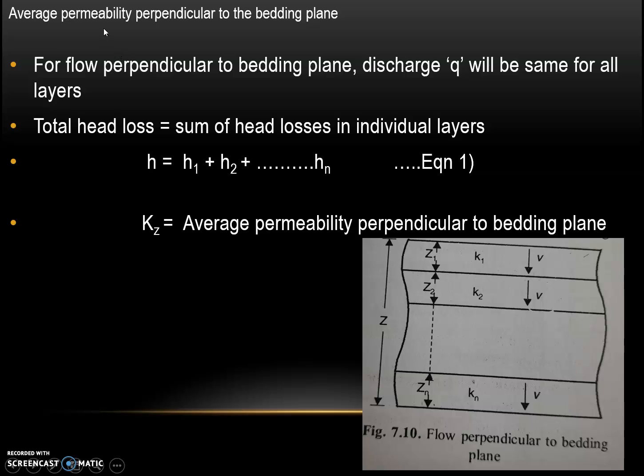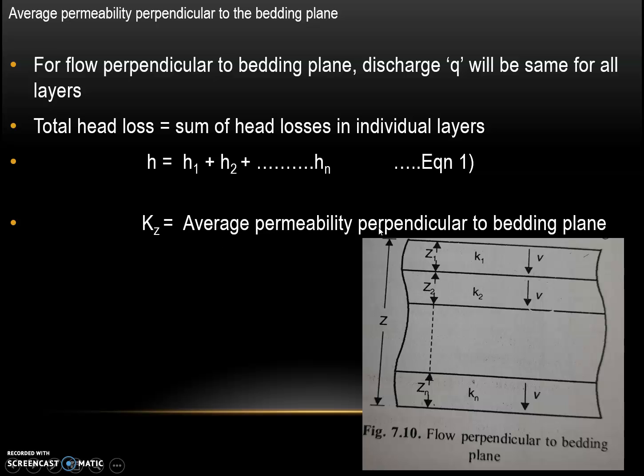Now we will find out the average permeability perpendicular to the bedding plane. For flow perpendicular to the bedding plane, discharge Q will be the same for all the layers. So, total head loss is equal to the sum of head losses in individual layers. H will be equal to H1 plus H2 till Hn. Let this be equation number 1.